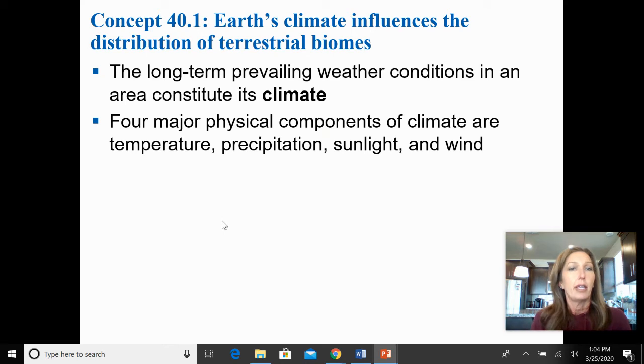Now, in chapter 40, section 1, this topic, Earth's climate influences the distribution of terrestrial biomes. So terrestrial biomes being our land biomes, a big term that we need to make sure we're recognizing is this word climate. When we think of climate, climate is really the average weather patterns. When we do talk about climate, the things that we are talking about are the average temperature, average precipitation, the amount of sunlight, and also wind. These are all things that affect these different terrestrial biomes.